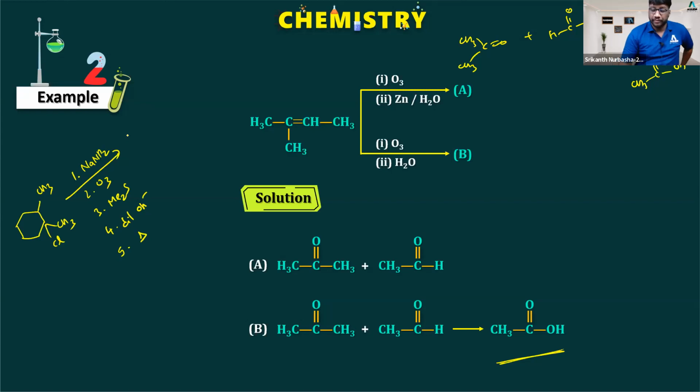NaNH2, a strong base, undergoes what type of reaction? Elimination will occur. Elimination, yes or no? After the first step you will get this type of alkene. Now O3 in the presence of Me2S. O3 means you will get ozonide.